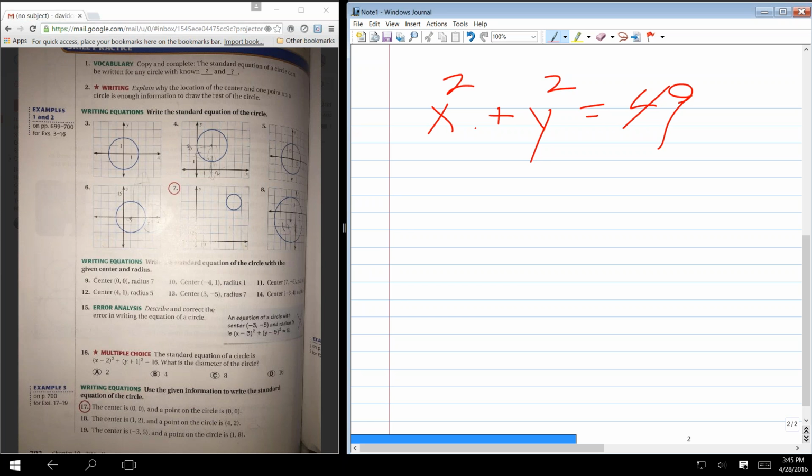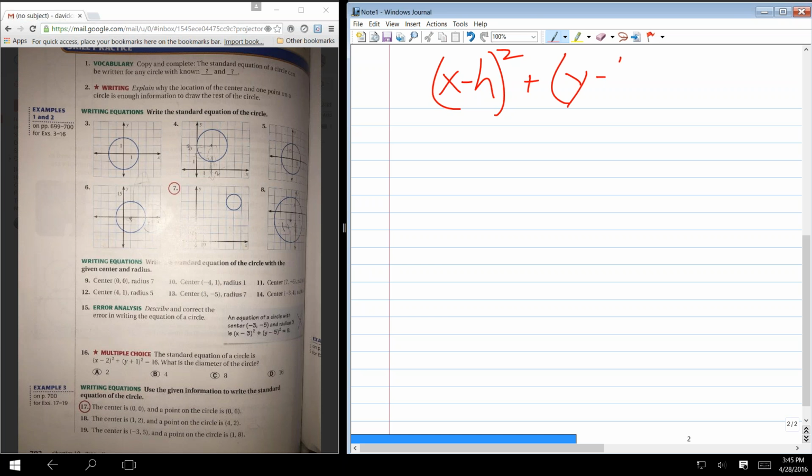The key on all of these, every single problem, is knowing the general equation. In other words, all we're doing is working from a general equation. Let me write it up here again. They're giving us h, k, and r, so all we're doing is plugging in h, k, and r into every one of these.